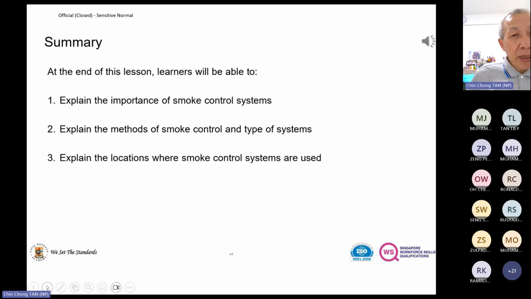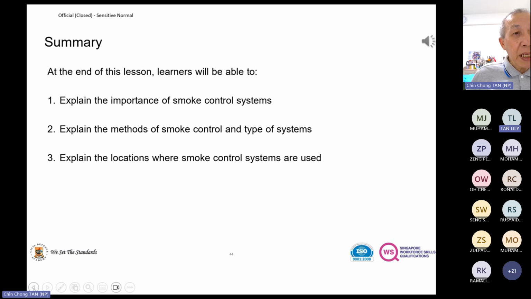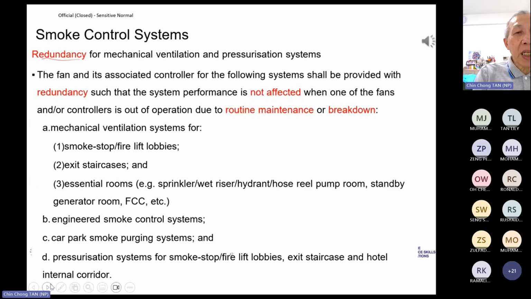Okay, great. So now, do you have any questions on smoke control? So we can go back just one slide to what clause 7.5 is. What is that? Redundancy. Redundancy means that you must have extra, in case your fans are under maintenance or breakdown, the extra can still be used to provide the necessary flow rate. In case there is routine maintenance or breakdown, the system is not entirely crippled.